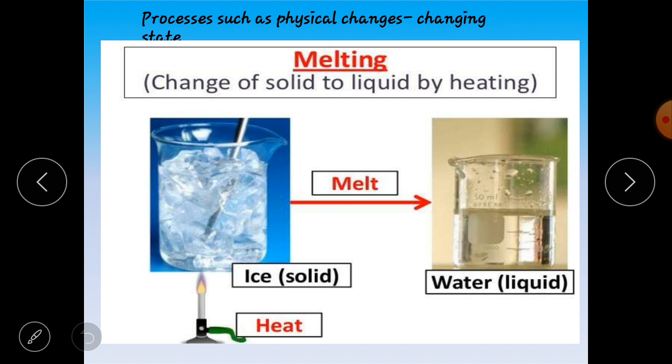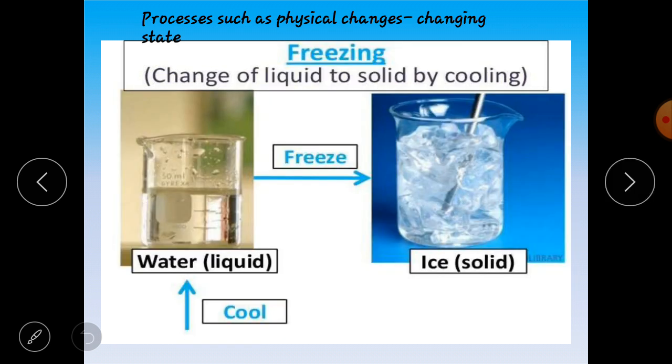What is melting? Change of solid to liquid on heating is known as melting. For example, the ice, which is a solid form, on getting heat converts into liquid form. This is called melting. Freezing. Change of liquid to solid by cooling is known as freezing. The water in a liquid form freezes to form ice, which is a solid.